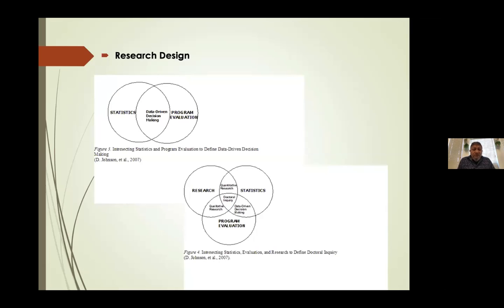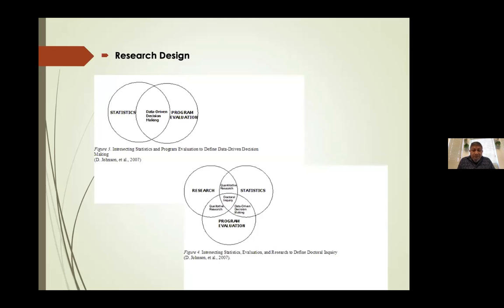So before even evaluating the program, you want to be able to collect data and to be able to see what the data is telling you in regards to the needs of the population you are working with. So that's an example of research that is focused on evaluation of programs or program development.